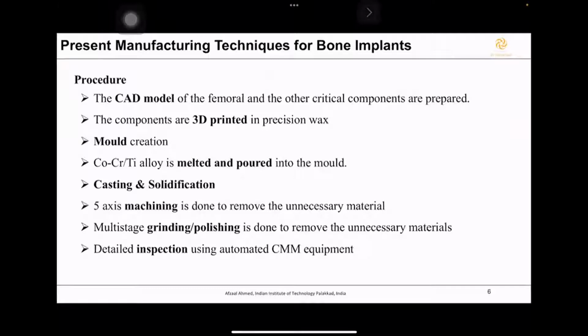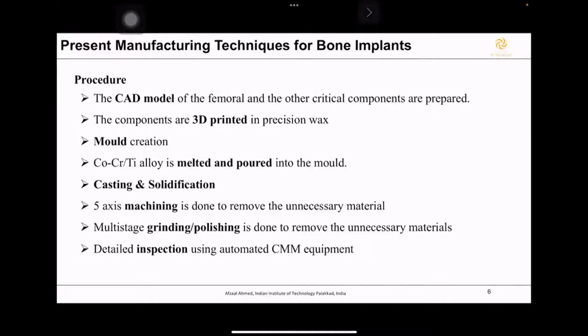Now, what is the present way of doing this implant fabrication, or what is the present way of manufacturing these implants? Now, if you see, we start with a CAD model. Basically you get the CAD model from the MRI scan of the patient. So the doctor takes an MRI of the whole bone, and they send you the MRI scan data. Now, from that data, you create the model of femur bone and the tibial bone.